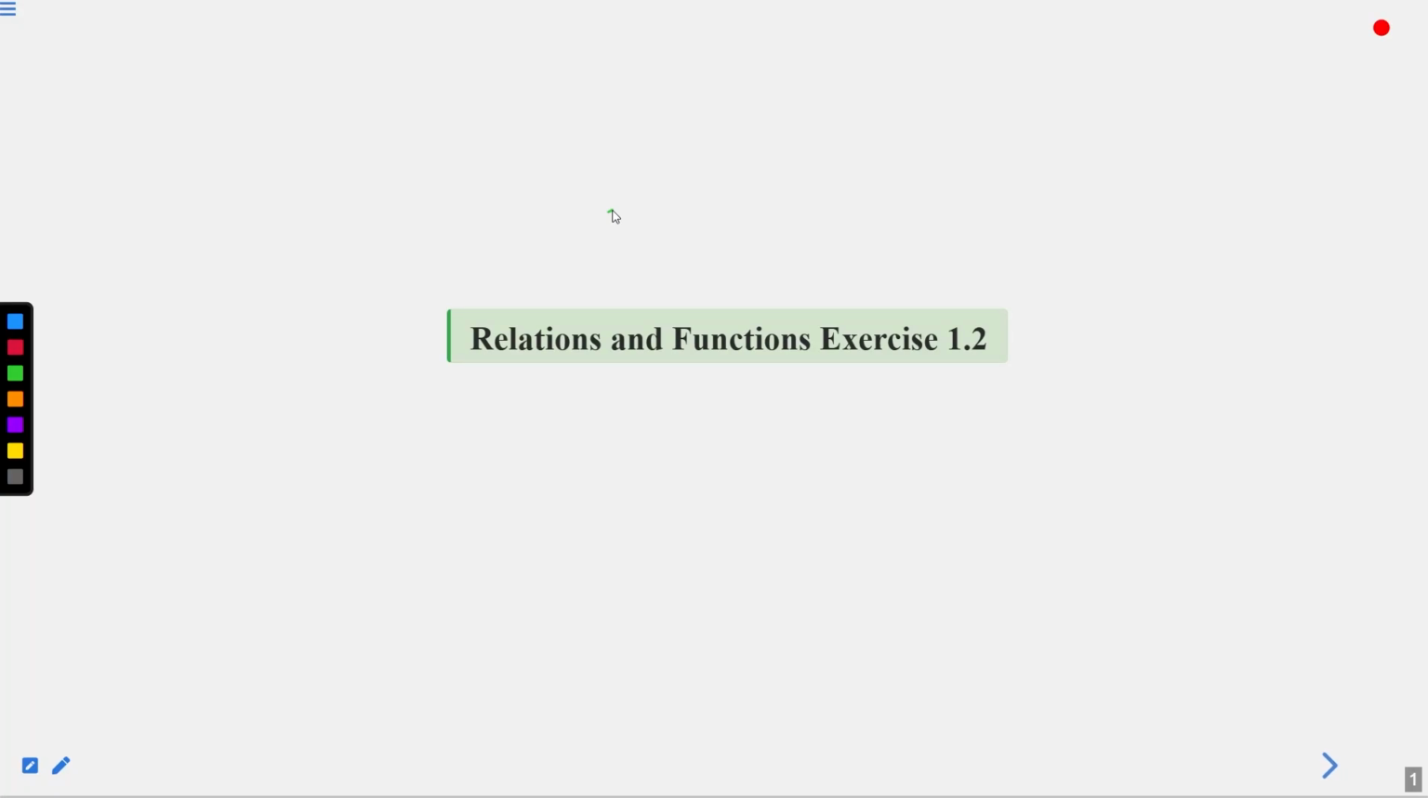Hello students, today we will be seeing relations and functions exercise.